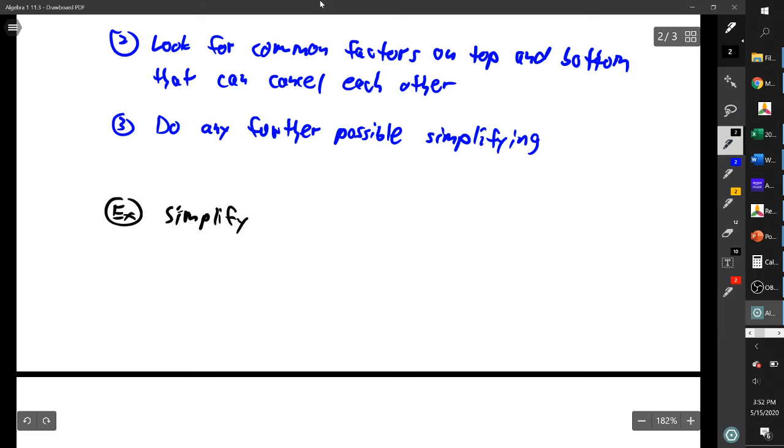This time we're going to do a squared plus 3a. Now let's do it with x. x squared plus 3x divided by x squared minus 3x minus 18.